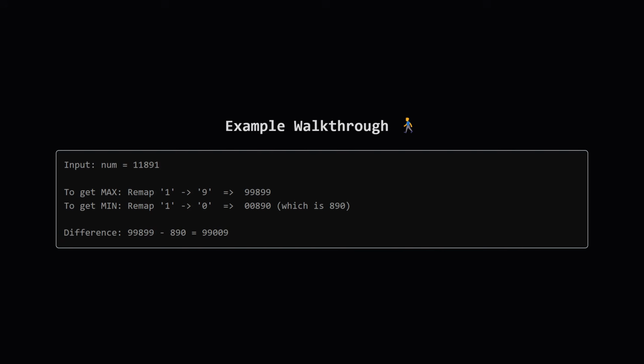So let's remap every 1 to a 9. That gives us 99899. Now for the minimum value. To make a number as small as possible, we should change a digit to a 0. Again, the most impactful digit to change is the first one. So we'll take that same first digit, 1, and remap all occurrences to 0. This turns our number into 00890, which is just 890. The final answer is the difference between these two.